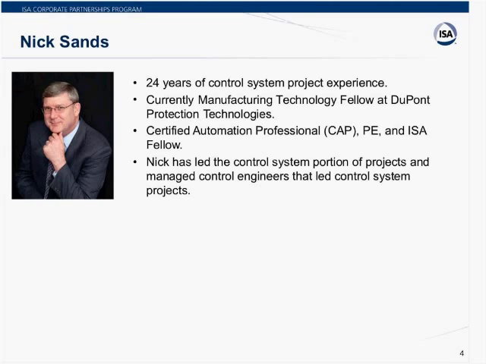All right, fantastic. Nick Sands here. Currently working with DuPont. I've been working with DuPont for 24 years or so, and had a good run so far. I'm a certified automation professional and ISA fellow. Get to work on control system projects here. There's some very large projects, $500 million, and some small projects, $5,000. And I have also been a supervisor for a group of control engineers that worked on a wide range of projects as well. So I've gotten to see some of the good and the bad and the ugly of projects all the way around.